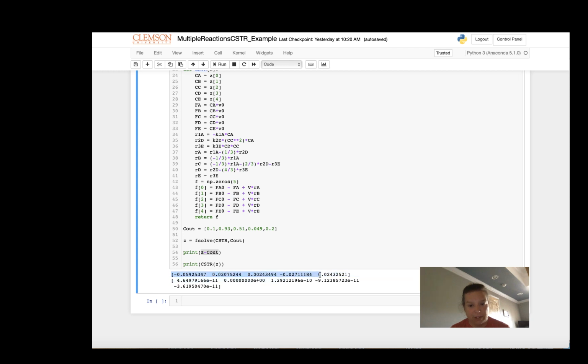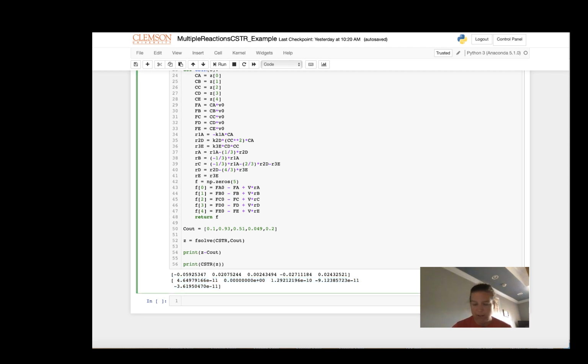That's the first thing that's going to be printed. And the second line that's going to be printed is basically saying, tell me what this model is equal to. So tell me F1, 2, 3, and 4, and I want that to be equal to 0. That tells me that fsolve worked. And if I look at these values, they are all pretty close to 0 or identically 0.